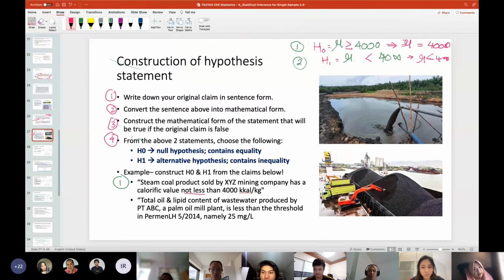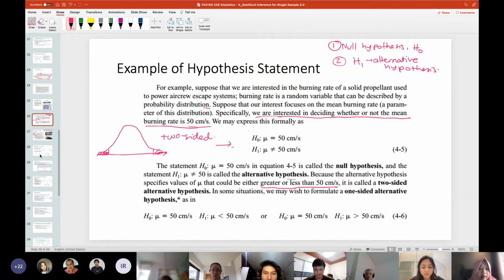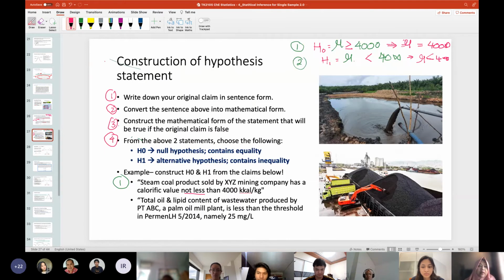Okay, so another one. This is an example. Another one, for example, this one is another case. For example, with this picture, we have the total oil and lipid content of wastewater produced by PT ABC, a palm oil mill plant, and the threshold is in Peraturan Menteri Lingkungan Hidup number 5 of the year 2014, namely, for example, 25 milligram per liter. So this is also the claim.